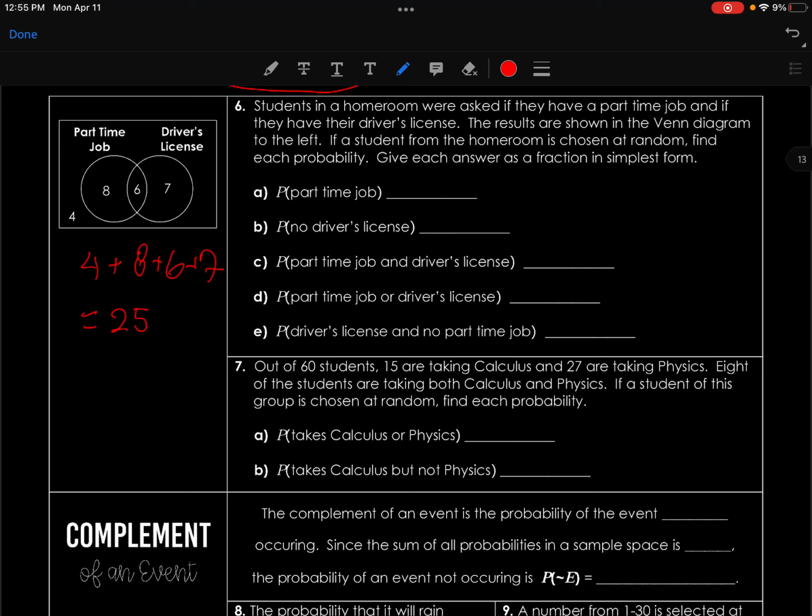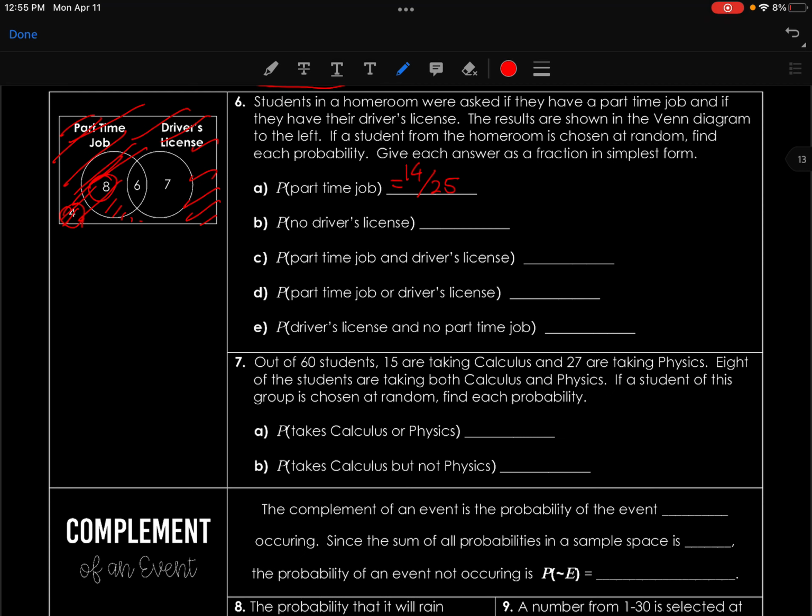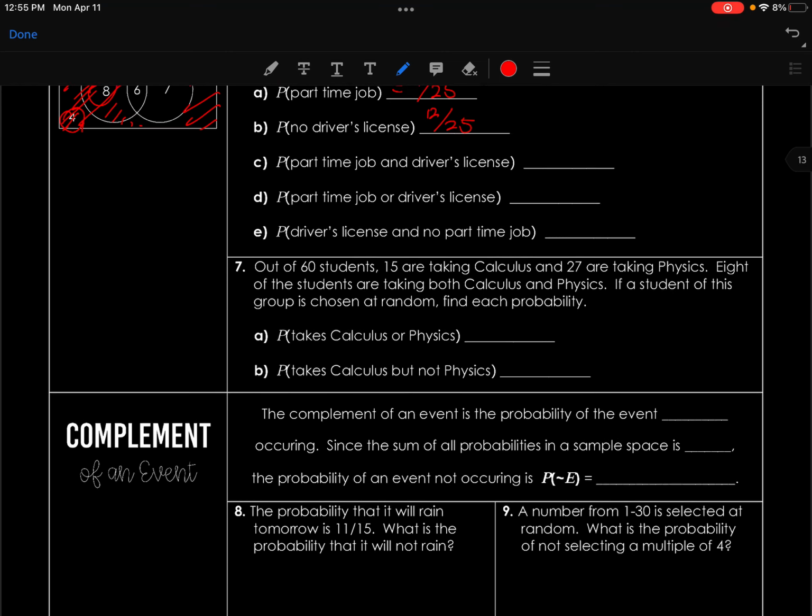Probability of a part-time job is 8 and 6, so it's 14 out of 25. Probability of no driver's license is everything but the inside circle. So it's actually all of this. So 4 plus 8 is 12, so the probability is 12 over 25. You should be able to get this. Anyway, I'm going to go on.